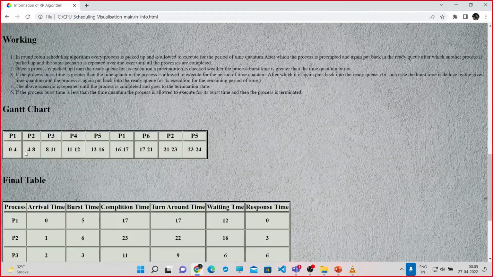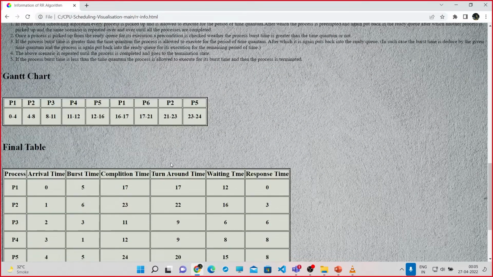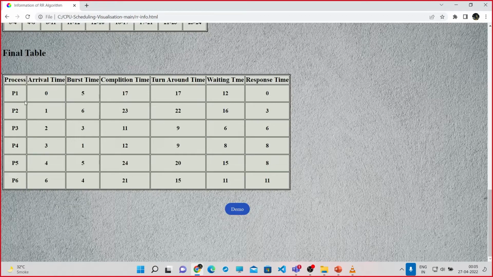We can see in the Gantt chart pretty clearly that first it executes P1, then P2, then P3, then P4, then P5. Then P6 takes longer than P1 to come back. Since P1 has returned to the queue before P6, it takes P1 first and then gives priority to P6. Then the rest continue as such in the queue, like P2 and P5. This is the final table for the round robin scheduling algorithm, which gives us arrival time, burst time, completion time, turnaround time, waiting time, and response time.